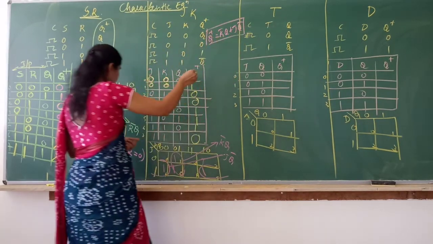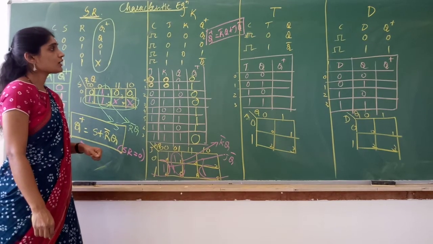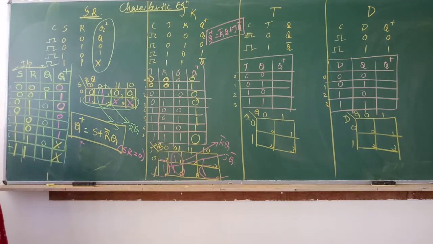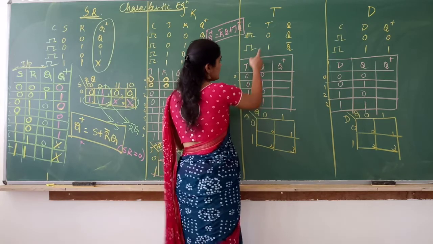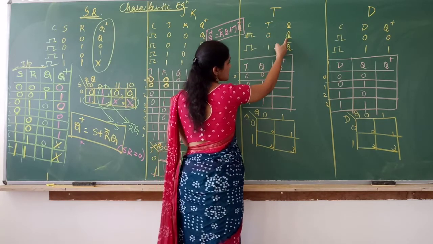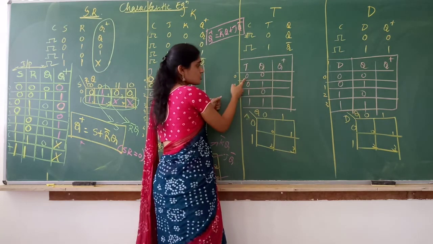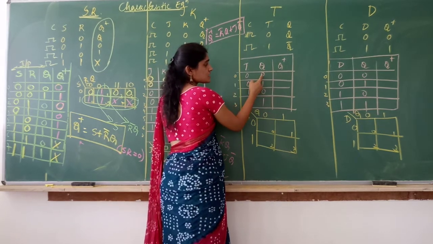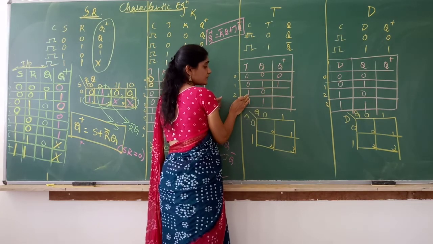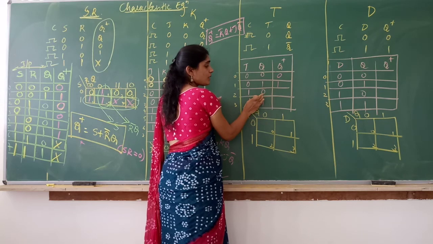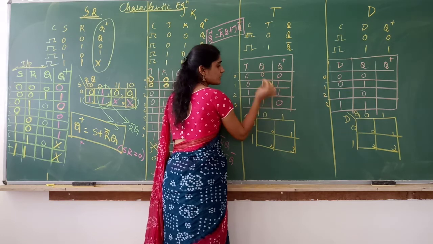Okay? There is nothing to mention like this because JK flip-flop works for all the 4 conditions. So, K bar Q plus J Q bar. Correct? Next, for T flip-flop, this is the truth table. If T is 0, the next state is the same as the previous state. If T is 1, the next state is the complement of the previous state. So the previous state is 0, now it will be 1. Previous state is 1, now it will be 0.